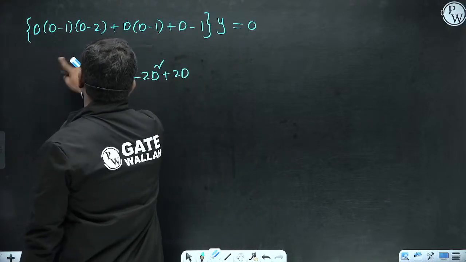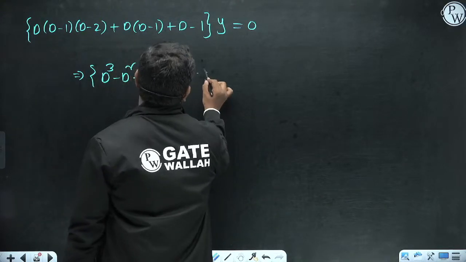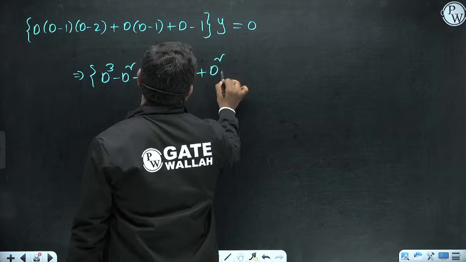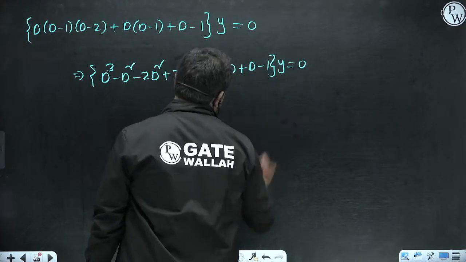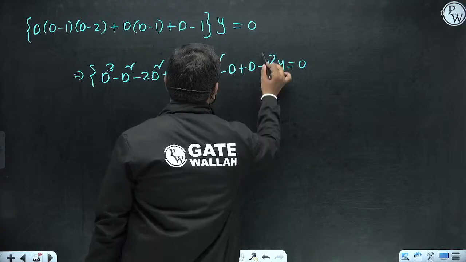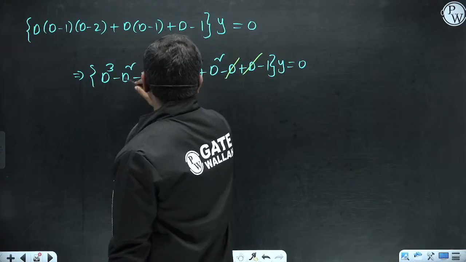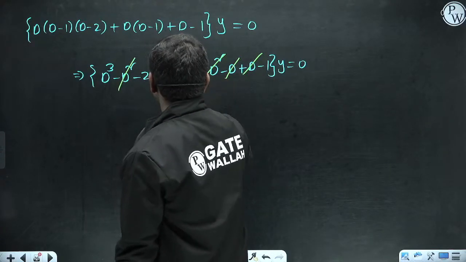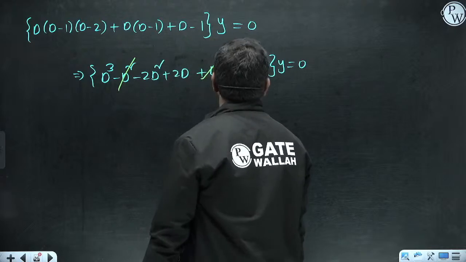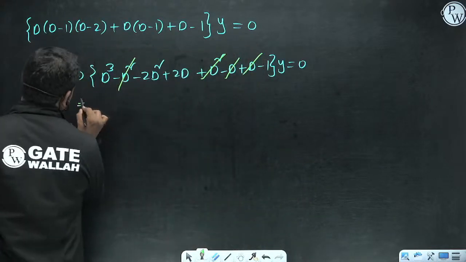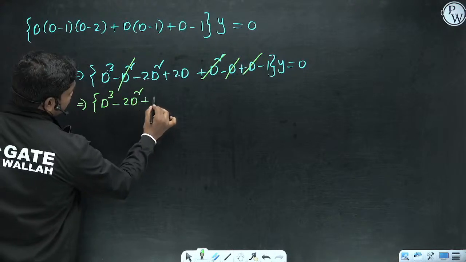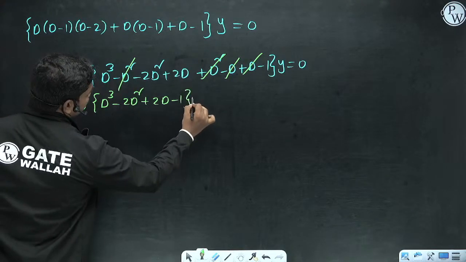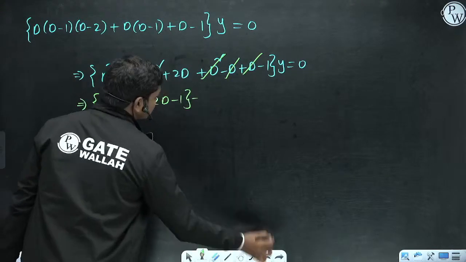Fine. So the first term gives you this plus (D² − D + D − 1) operating on y is equal to 0. Now if you simplify this, D gets cancelled, then −D² and +D² get cancelled, then 2D is there here, correct? So 2D − 1. So this equation is (D³ − 2D² + 2D − 1) operating on y is equal to 0.